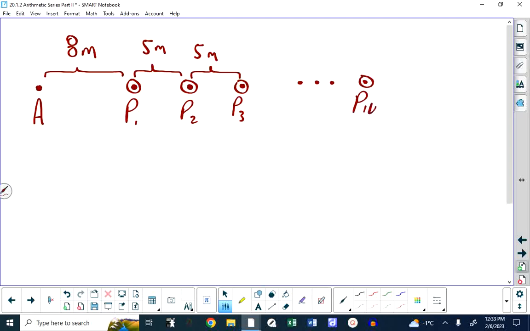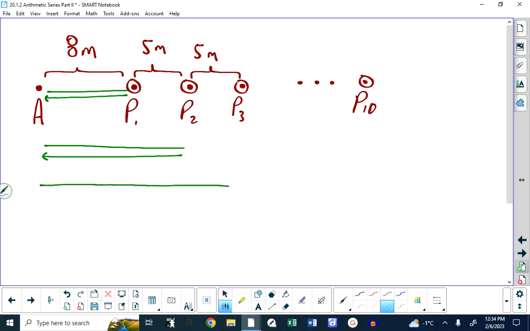pylon 10. And what happens is the athlete runs to pylon 1 and back. And then the athlete runs to pylon 2 and then back. And then the athlete runs to pylon 3 and then back. And the athlete has to do that to all 10 pylons. And you're told in this question that the distances to the pylon and back form an arithmetic series. Specifically, n is the pylon number.